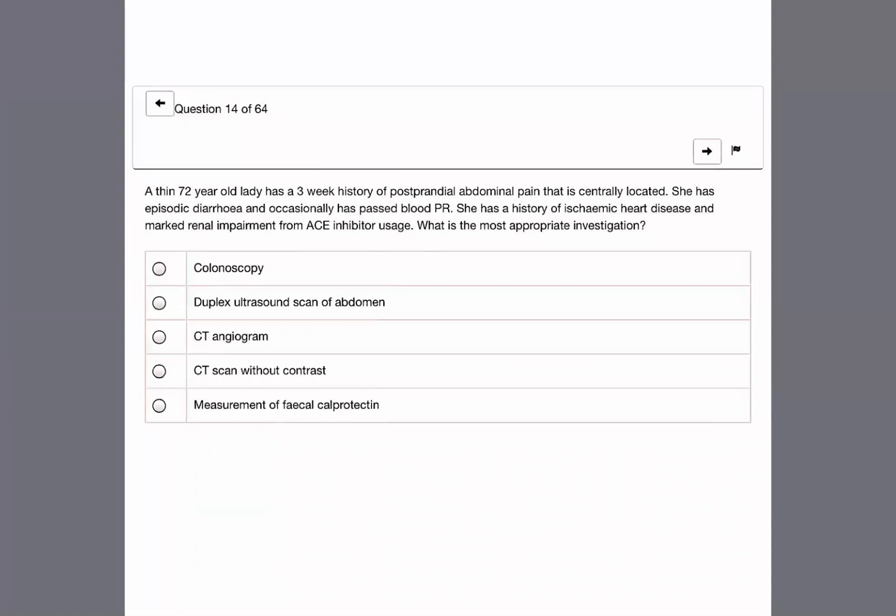A 72-year-old lady has a 3-week history of postprandial abdominal pain, centrally located. She has episodic diarrhea and occasionally has passed blood per rectum. She has a history of ischemic heart disease and marked renal impairment from ACE inhibitor usage. What is the most appropriate investigation? Colonoscopy, duplex ultrasound, CT angio, CT scan with contrast, or measurement of fecal calprotectin. For me, I suspect we need to do duplex ultrasound or scan of abdomen.